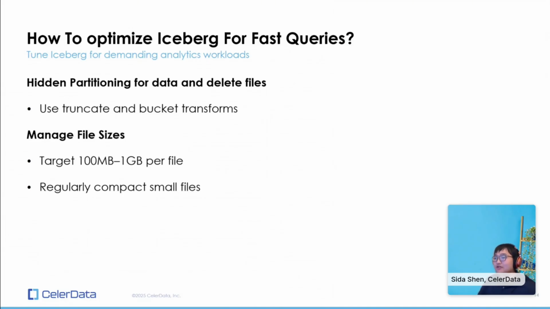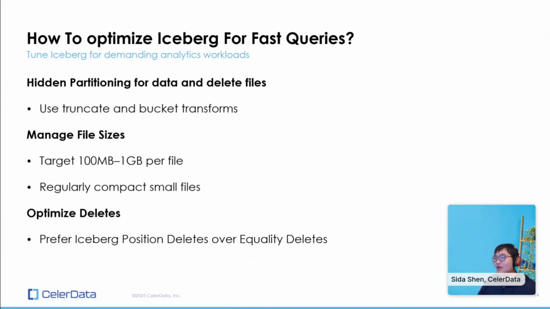So you want to regularly compact your small data files, your small Parquet files, right? And also, if you have deletes, you want to optimize that as well. If you want faster reads and you're still on V2, you would want to prefer position deletes over equality deletes. And you would want to compact those delete files, doing minor compaction. Search that up in the Iceberg documentation.